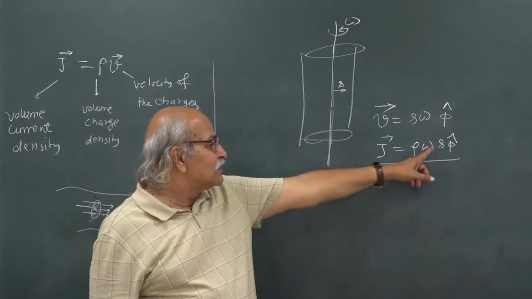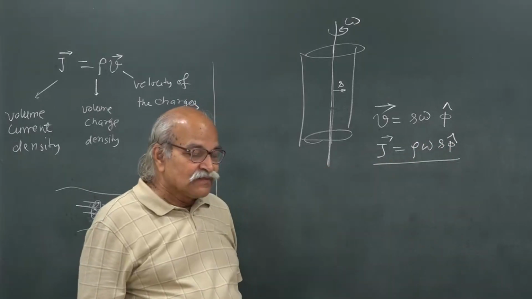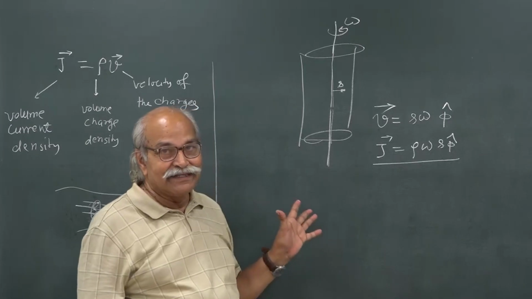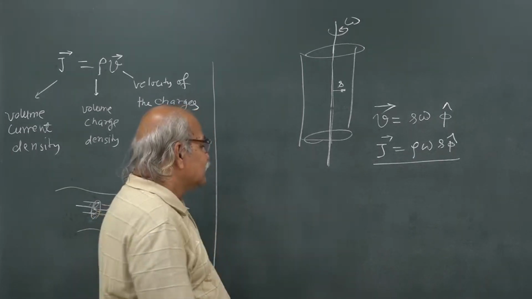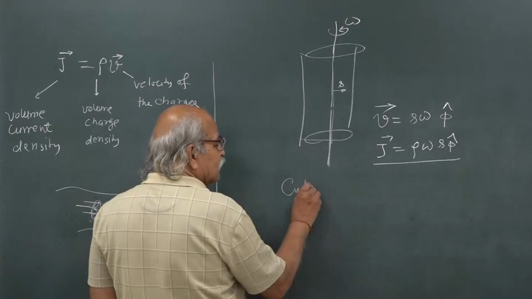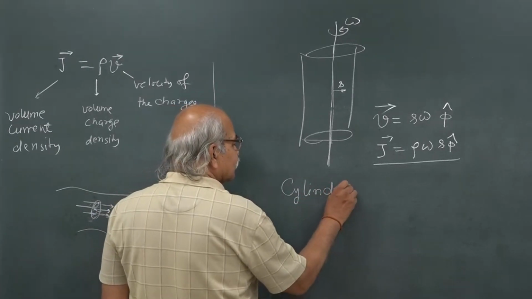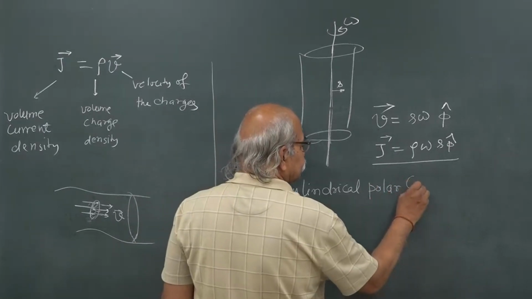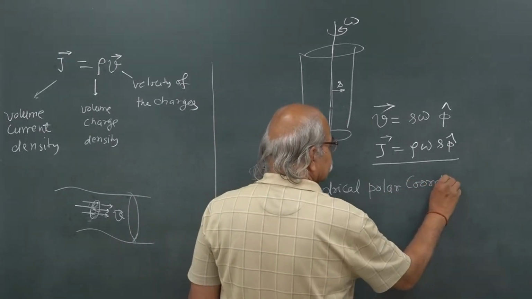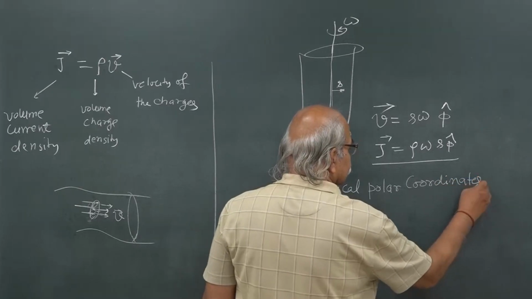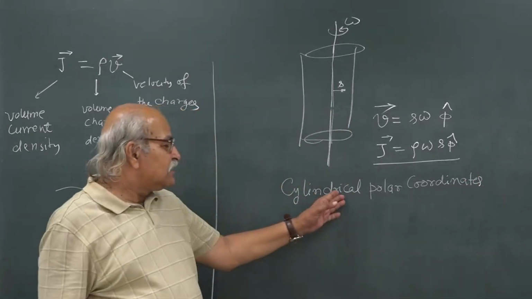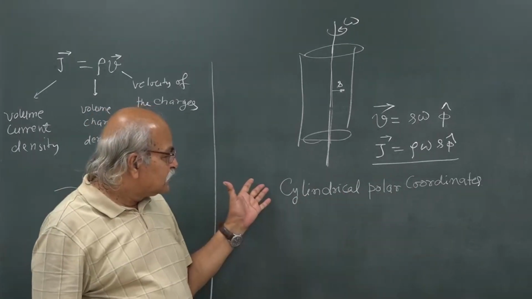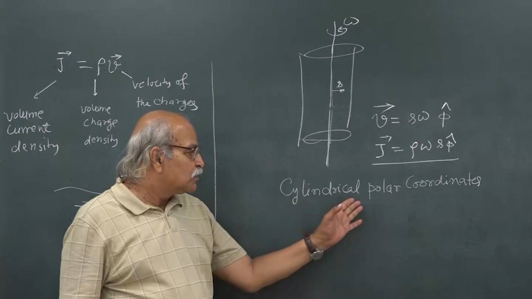Now, what are these s and phi cap? I am using cylindrical polar coordinates in full, but mostly I will be calling it cylindrical coordinates. You must be familiar with this. In part 1 of this course also I had introduced spherical polar coordinates and cylindrical polar coordinates.